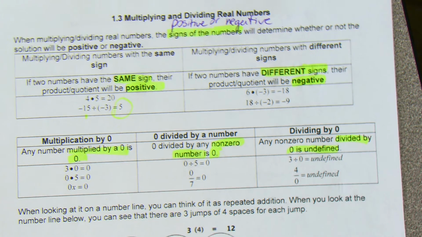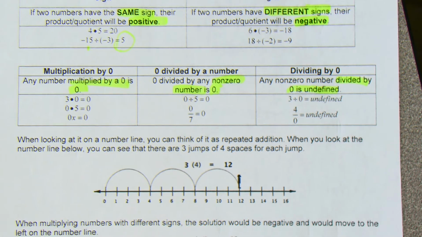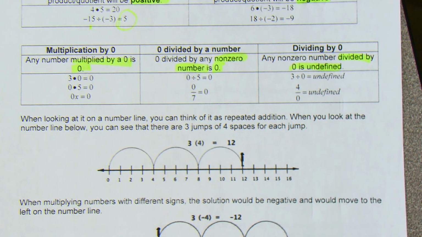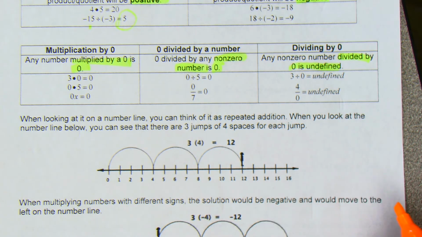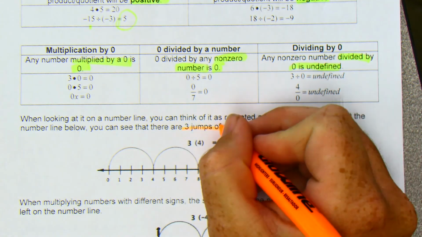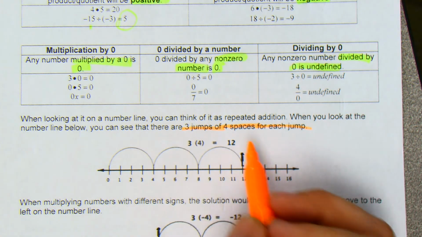So moving on, it says, when looking at it on a number line, you can think of it as repeated addition. And we're talking about multiplication. When you look at the number line below, you can see that there are 3 jumps of 4 spaces for each jump. So this would be 3 times 4. You can see that. So 3 times 4, right?